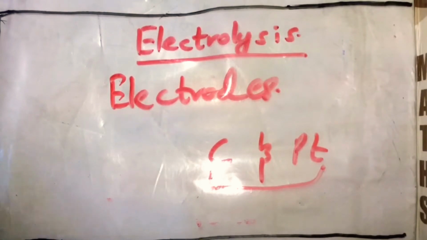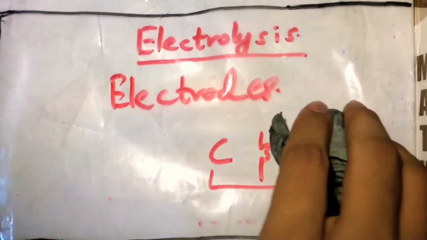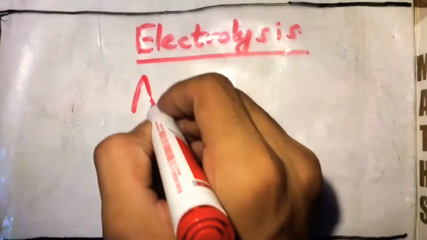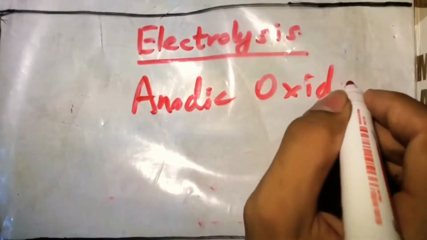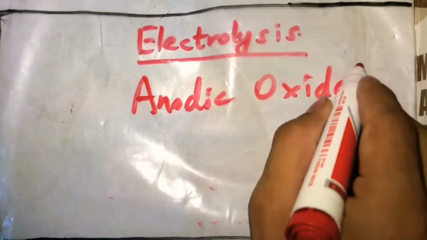The anode is the electrode that is connected to the positive terminal of the battery. The cathode is the electrode that is connected to the negative terminal of the battery. At the anode, oxidation takes place, and at the cathode, reduction takes place. At the anode, negative ions are oxidized, and at the cathode, positive ions are reduced.